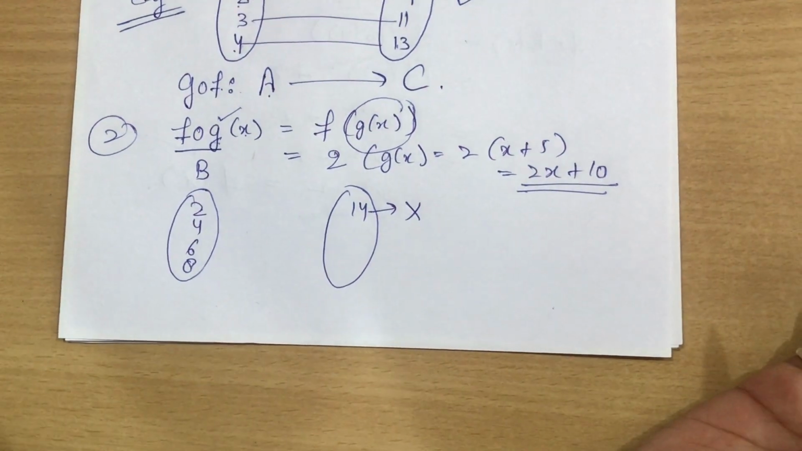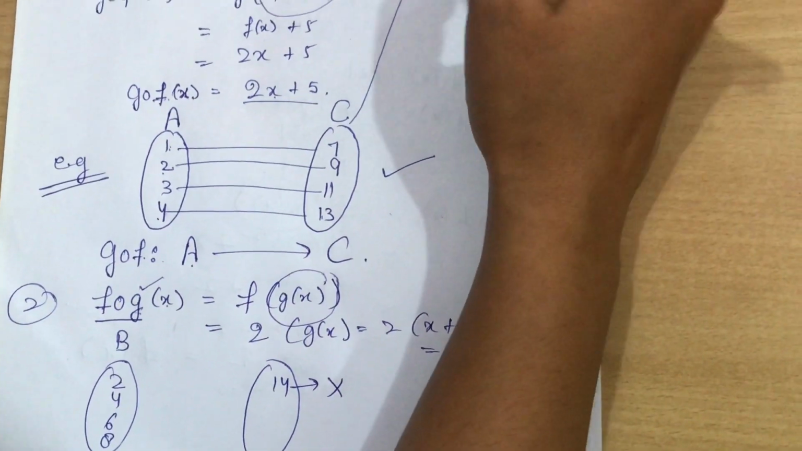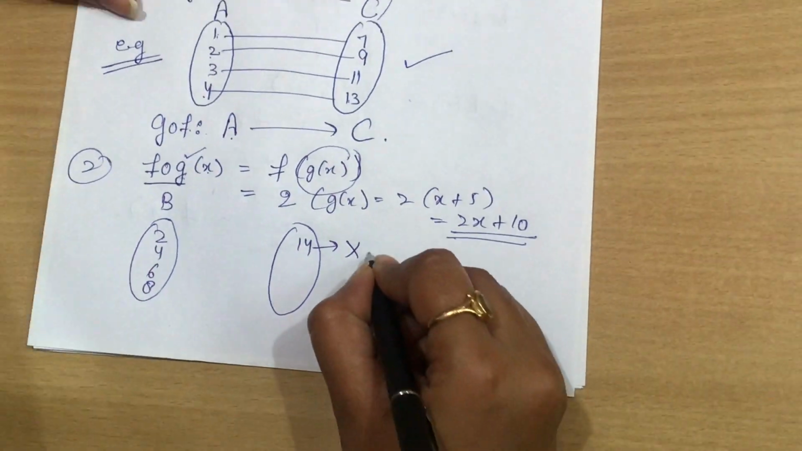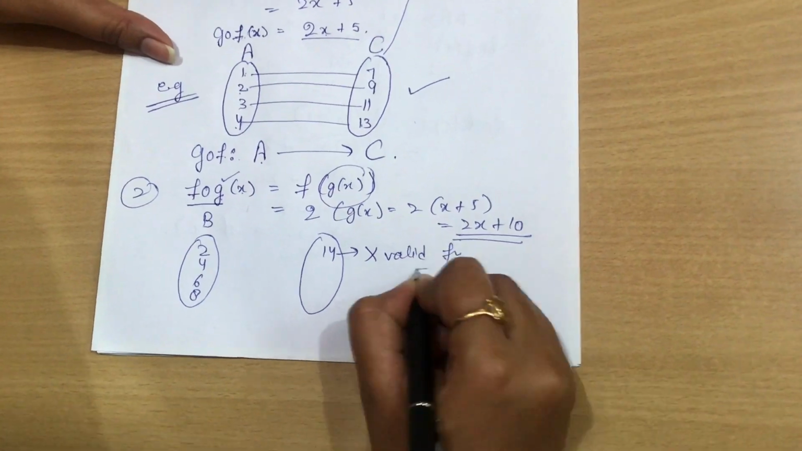But 14, we don't have any 14 as a codomain. Just see, here is your codomain, you don't have the number 14 here, so it means this is not a valid function, this is not a valid function.